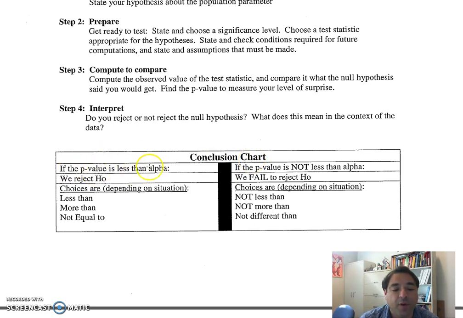If the p-value is smaller than alpha, you reject H0, then your conclusion is going to be less than, more than, or not equal to, depending on the situation. But if the p-value is not less than alpha, we fail to reject H0. We do not reject H0, and then we're either going to put not less than, or not more than, or not different than. So notice it's either less than or not less than. It's either more than or not more than, not equal to or not different than. Now again, this can be very confusing, but we're going to do many examples, and this is really important stuff.